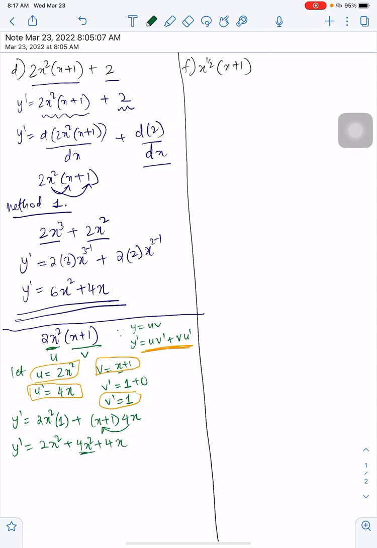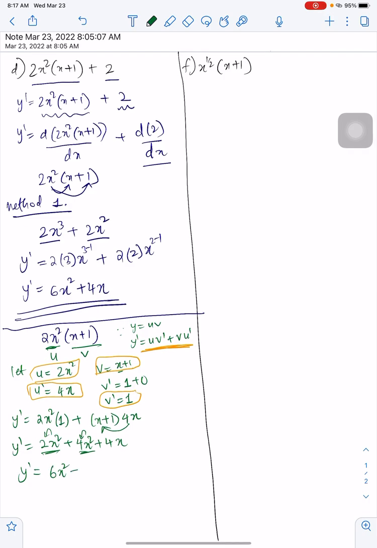Now like terms and unlike terms. Like terms have the variable x squared. The coefficient of x squared is positive 4 and the other is positive 2. So positive 2 and positive 4 will give you positive 6x squared, plus 4x. So see, the answer is the same. You can use either of the methods.